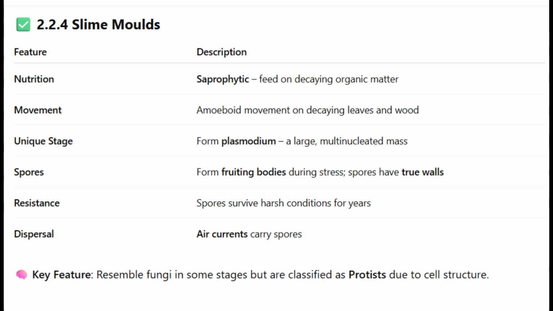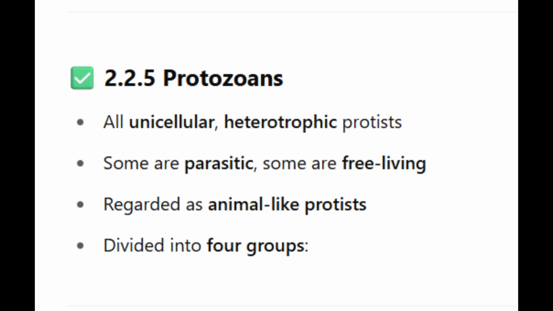Key point: though slime molds look and act like fungi at certain stages, their cellular structure is eukaryotic and protist-like, which is why they're classified under Protista. 2.2.5 Protozoans. All unicellular, heterotrophic protists. Some are parasitic, some are free-living. Regarded as animal-like protists. Divided into 4 groups.